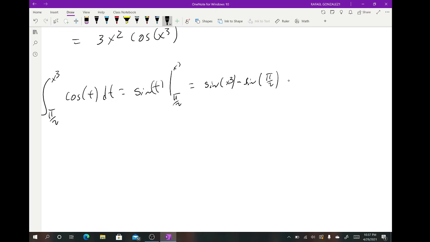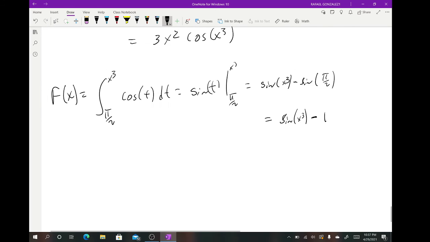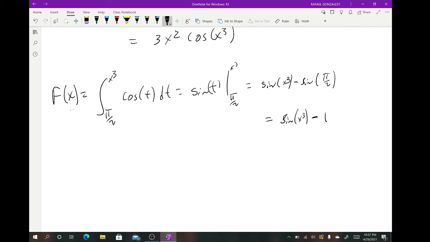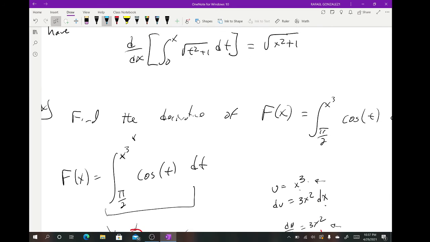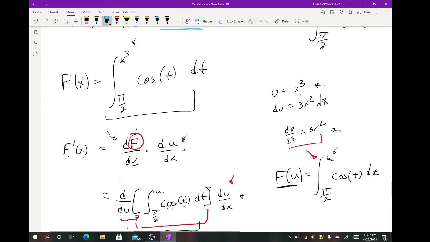Sine of pi over 2 is 1. So we get sine of x cubed minus 1, because sine of pi over 2 is 1. But that's the value of the integral. So we have f of x is equal to sine of x cubed minus 1. But now remember that the problem, I don't expect you to remember at this point, was to find the derivative of f of x.